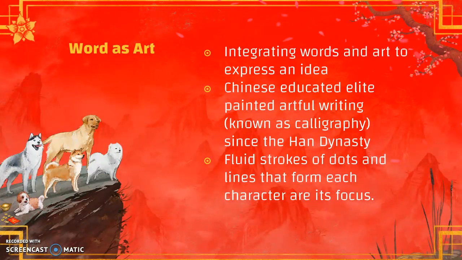When you think of Chinese calligraphy, you basically just need to think of melding together words and art to express an idea. And this art dates back to the Han Dynasty. The fluid strokes of dots and lines that form each character are its focus. And today you are going to learn the character Yan, which means eternity, and that contains 8 strokes and dots that all beginning calligraphers learn basically as the basis for all other calligraphy strokes.